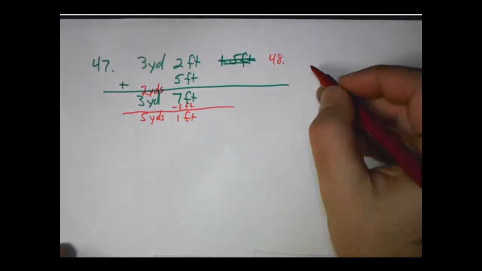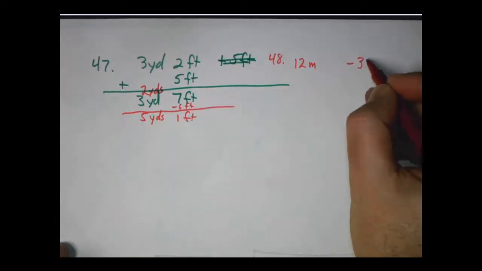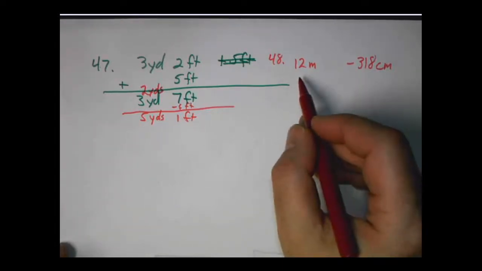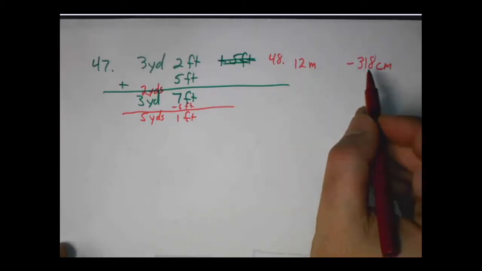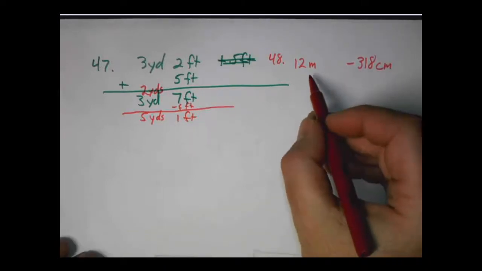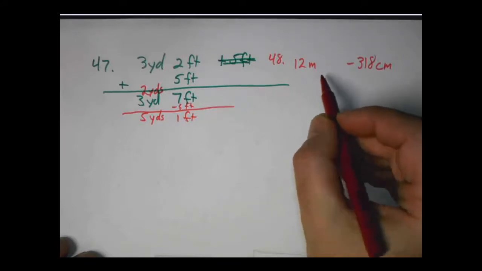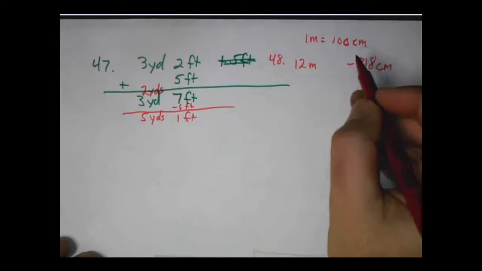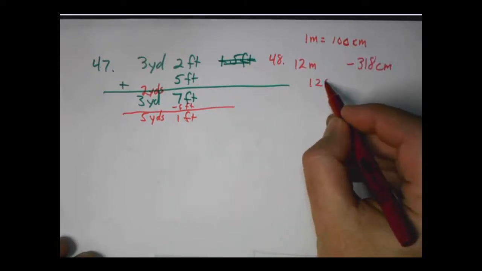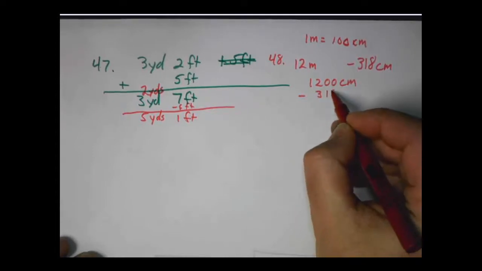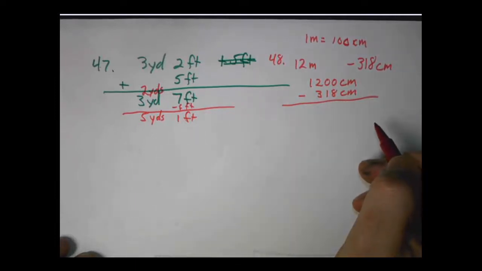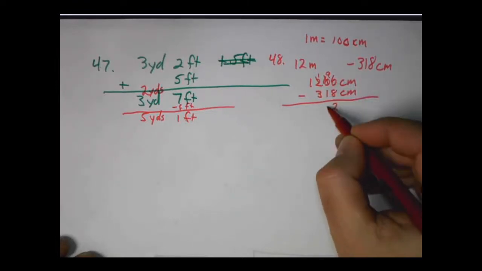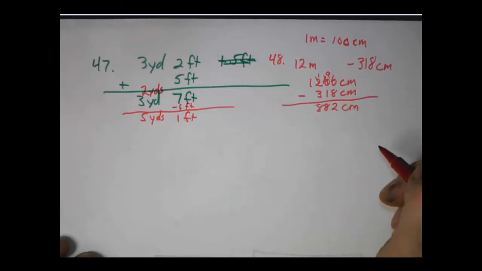Number 48, right next to it, I have 12 meters, and I'm going to subtract 318 centimeters. Well, I need to either make them all centimeters or all meters. It's a lot easier, I think, to make big things small than small things big. I don't have to worry with the decimal quite as much. So I'm going to convert all of these to centimeters. And there are 100 centimeters in a meter. So if I have 12 meters and each one is 100, then I have 1200 centimeters, and then I can subtract my 318 centimeters from it. And when I do that, then it'll borrow. So we have a 2, our 8, and our 8 in centimeters, and then of course drops down for our units.